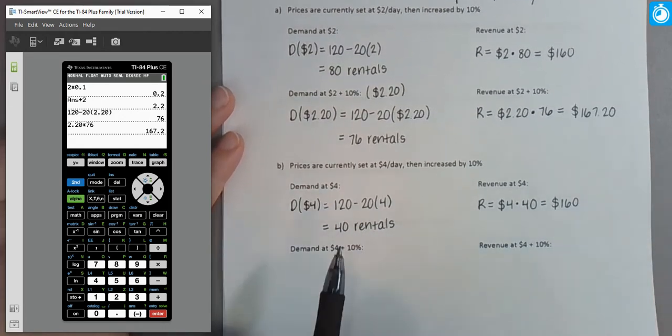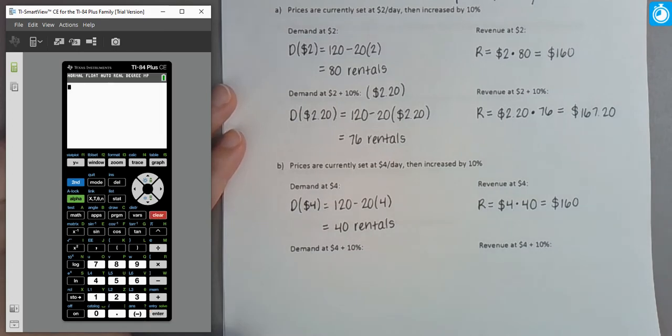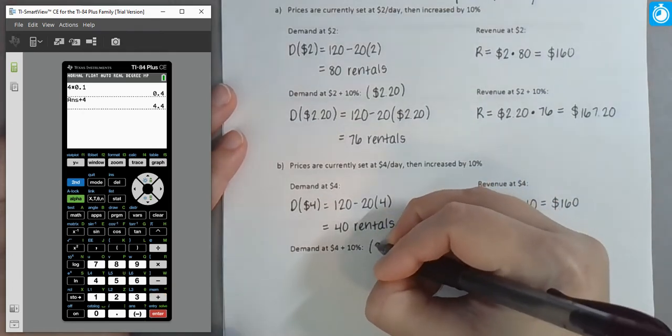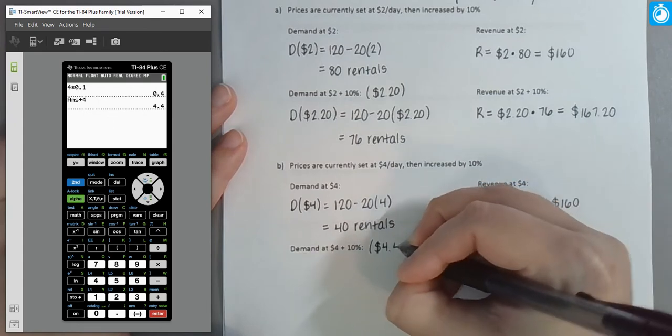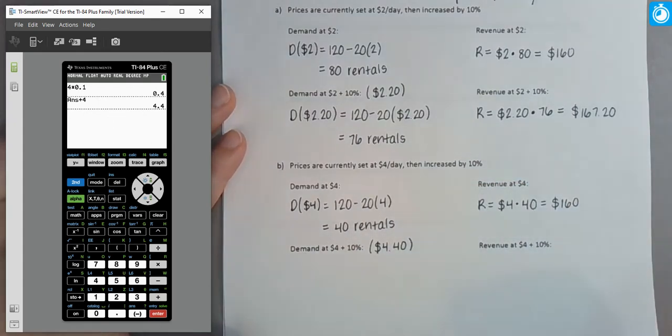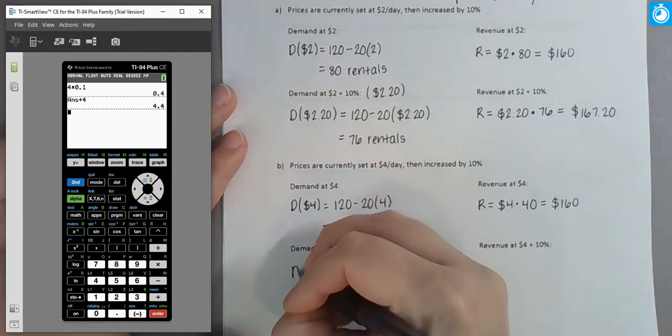So if we were to start at a price of $4 and increase by 10%, well, what is 10% of $4? So start at $4 and then multiply by 0.1, that's going to be 40 additional cents. So increasing this price by 10% means we're charging an additional 40 cents. And added to the $4 we already charge, that's going to be a rate of $4.40 per rental.